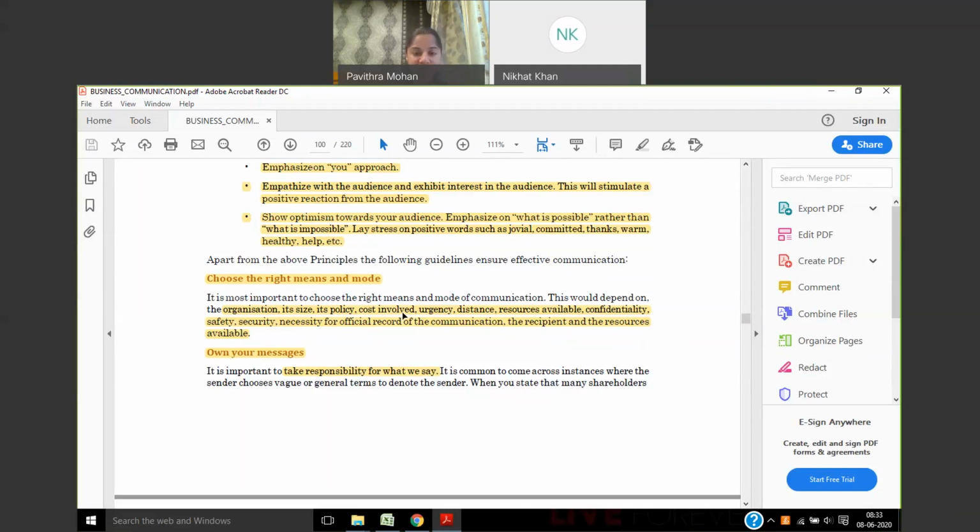So what is the method being involved, so the relative cost involved I have to study. What is the urgency, whether the information has to be sent across immediately, or whether it is a medium urgent thing, or I can delay the message.